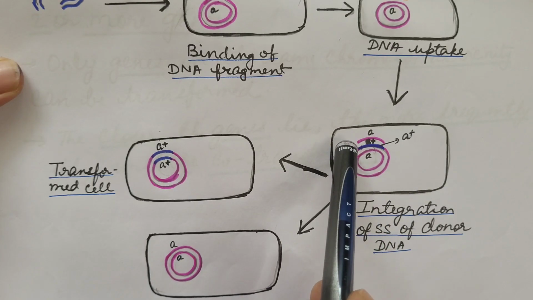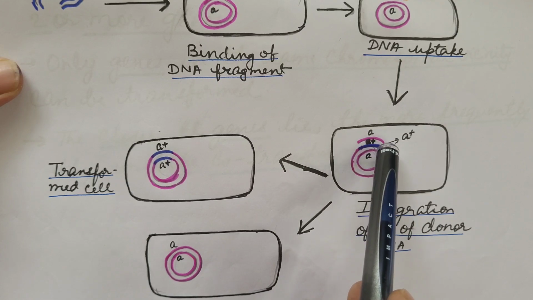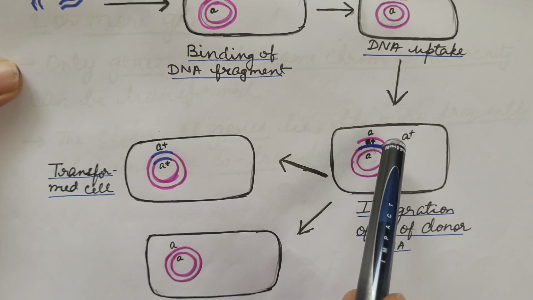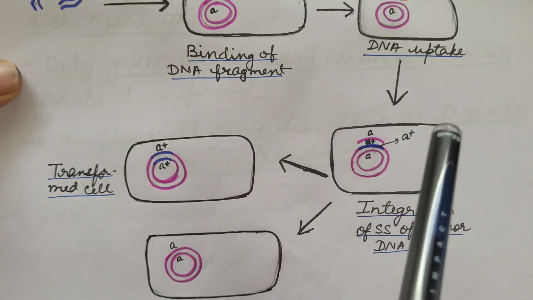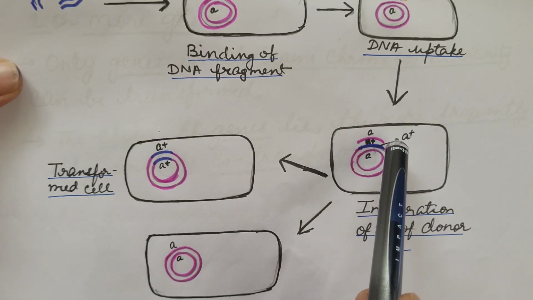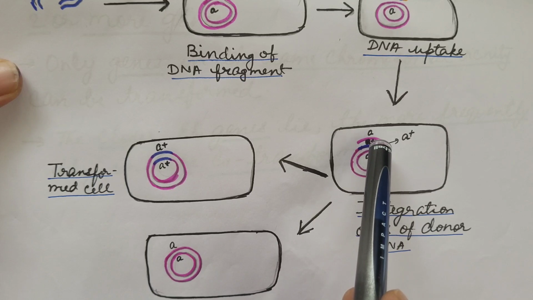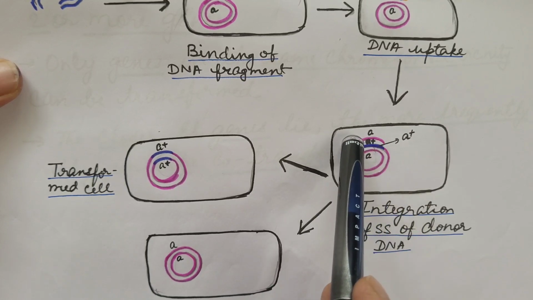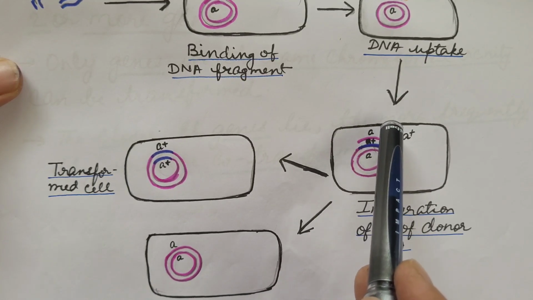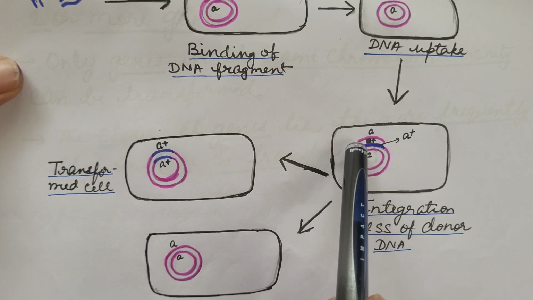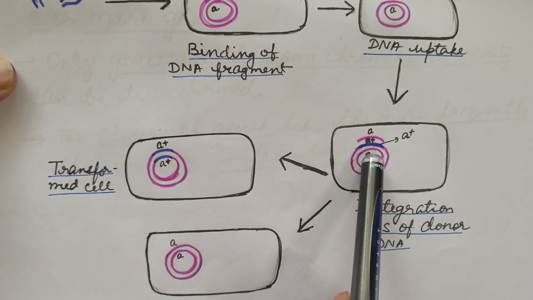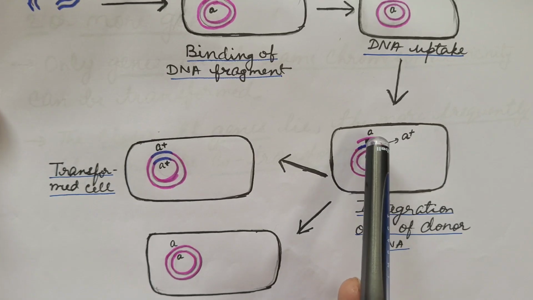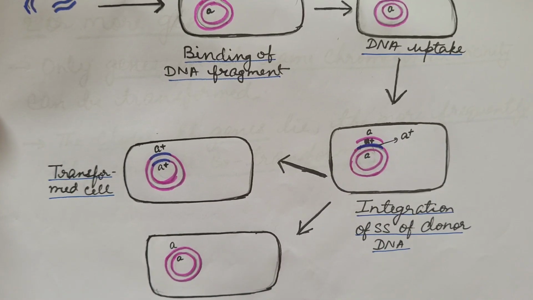Then the integration of the single-stranded donor DNA takes place. This segment of the recipient DNA is replaced and the single-stranded donor DNA is integrated. This strand which is replaced is degraded. Now it is known as a heteroduplex chromosome because there is a mismatch present. One has the A allele and the other has the A plus allele.